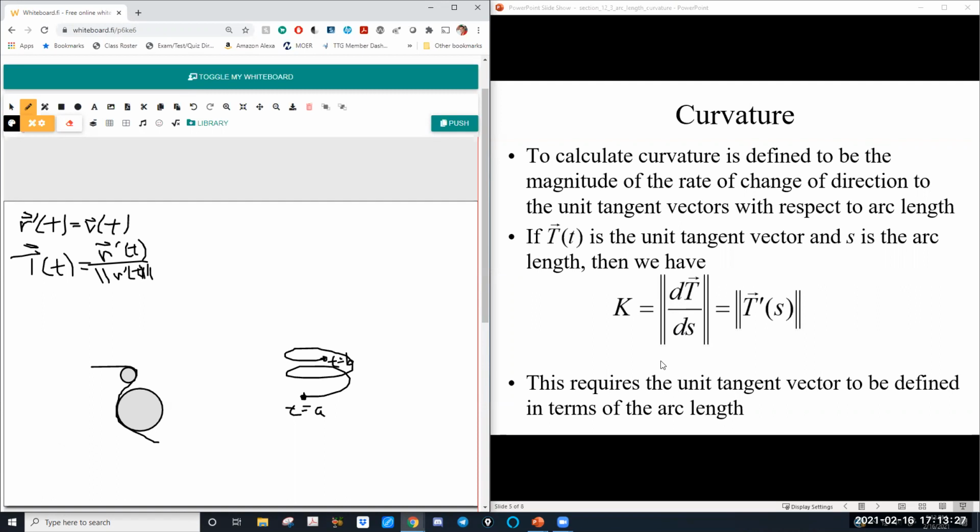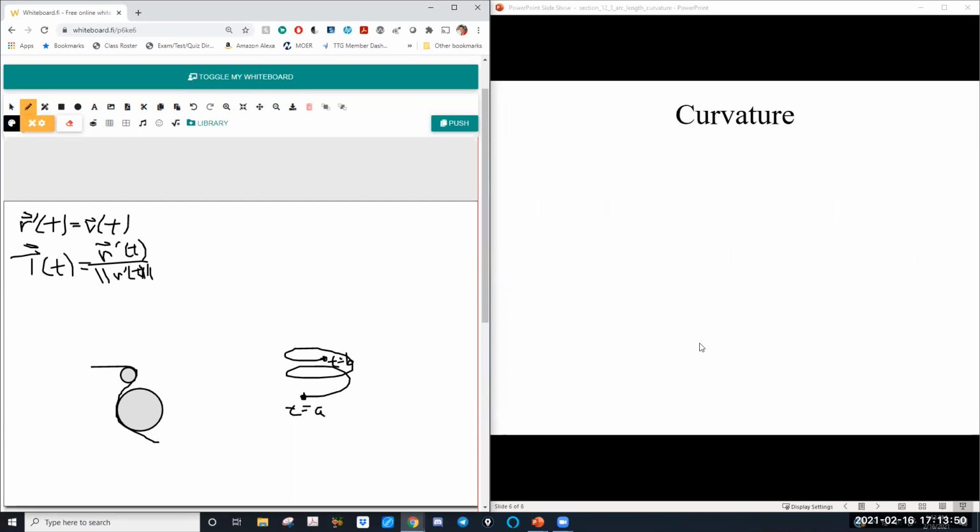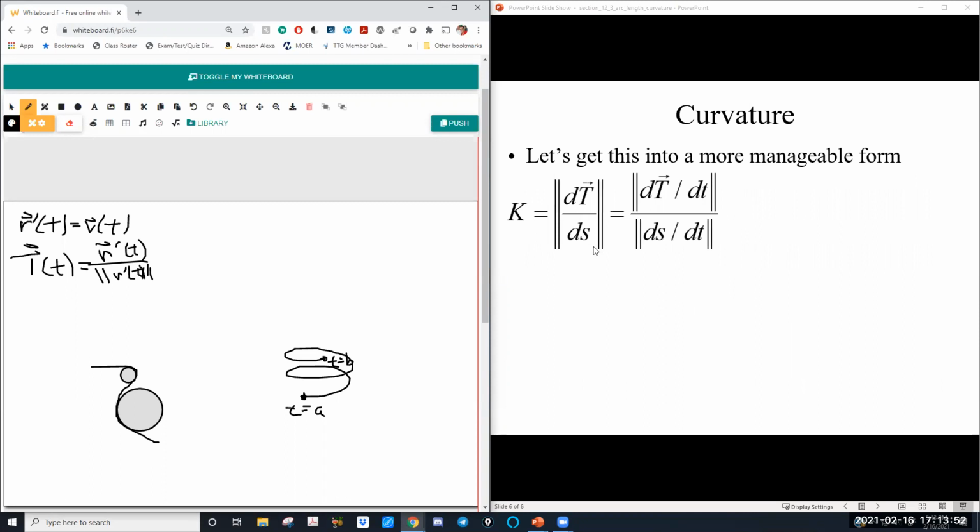So if we were to use this formula, the tangent vector must be defined in terms of arc length. That's what S is representing. A lot of times we use the letter S for arc length. What we're going to do is take that and modify it into a form that's more usable for us. So we're going to apply the chain rule. We use the chain rule here to rewrite this.